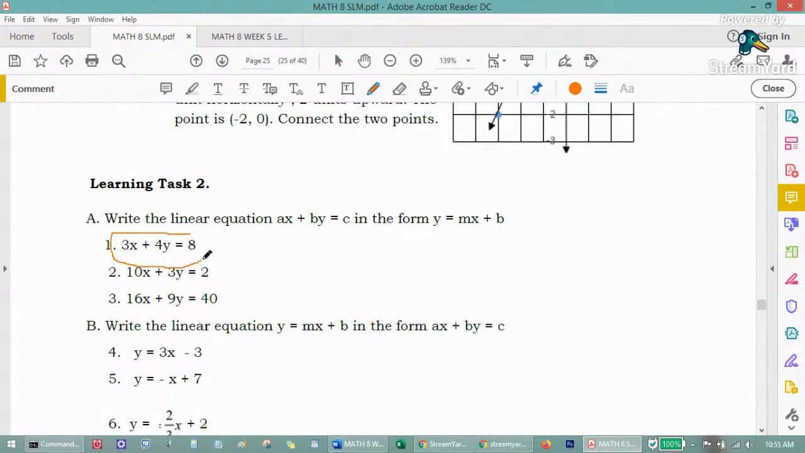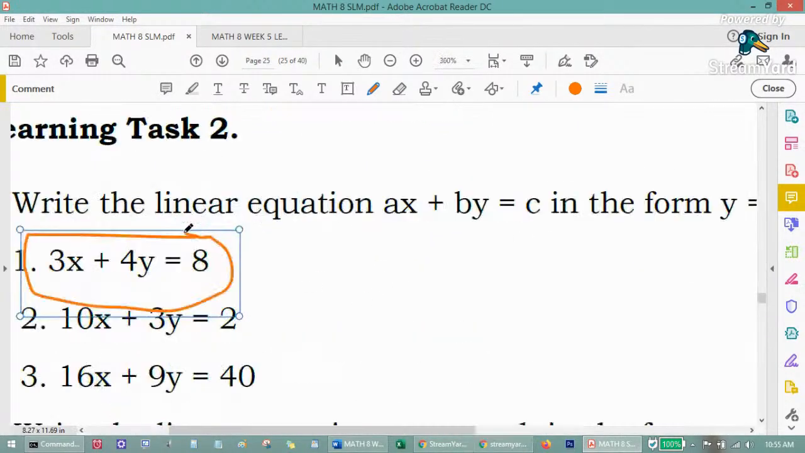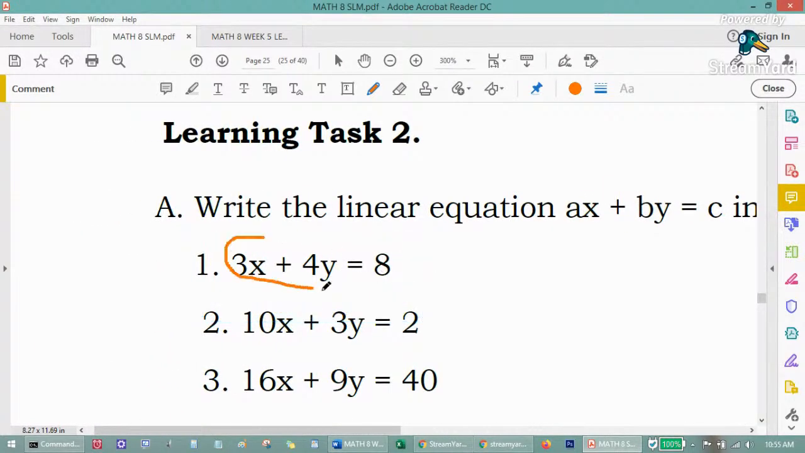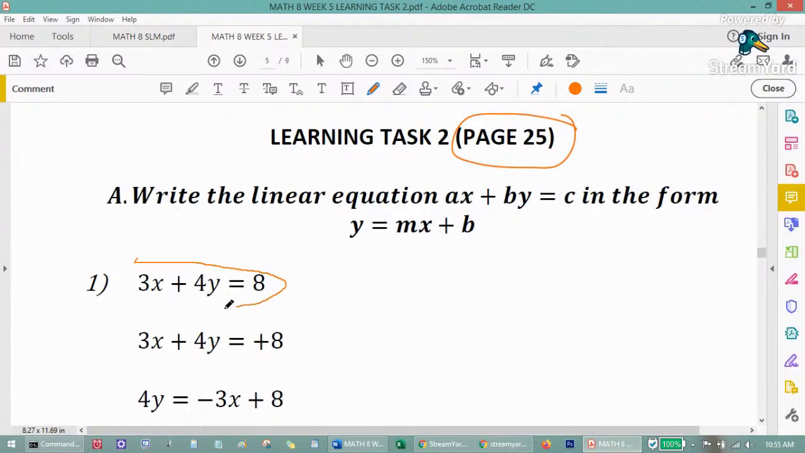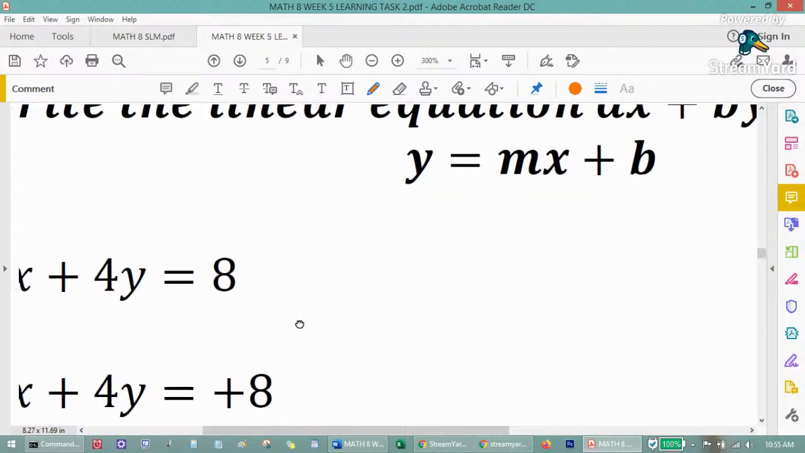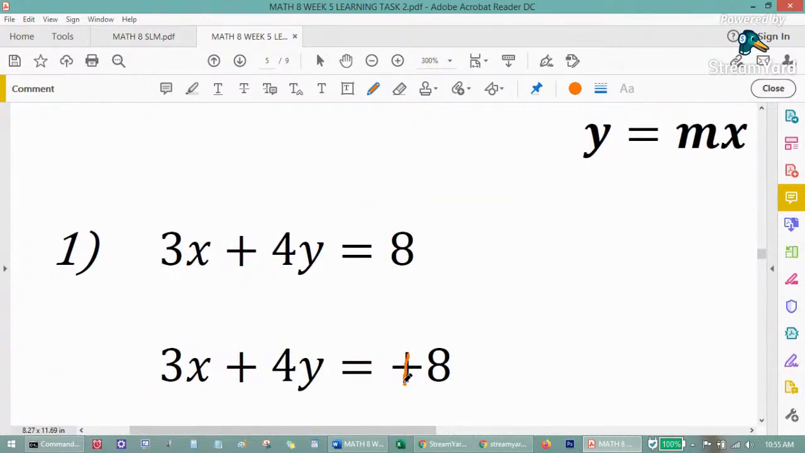First, copyahin natin yung given, 3x plus 4y is equal to 8. And then, ang unang ginawa natin is nilagyan lang natin ng plus yung 8. Nilagyan natin muna ng plus kasi magkakaroon siya ng katabi. Okay?